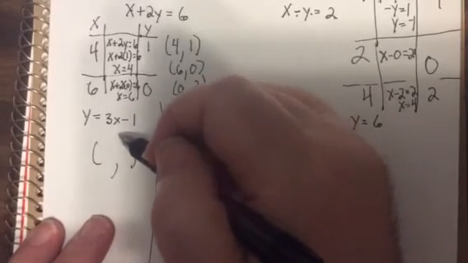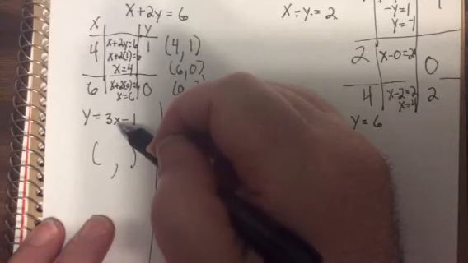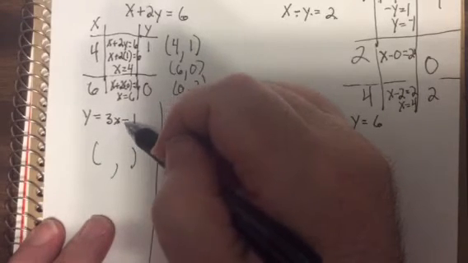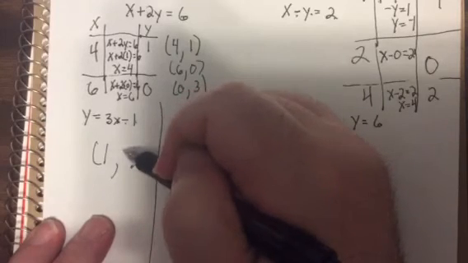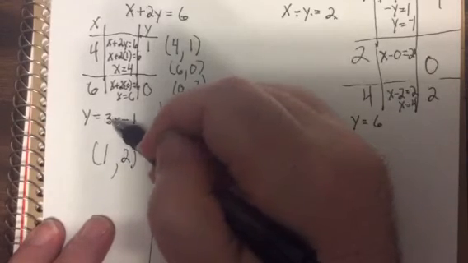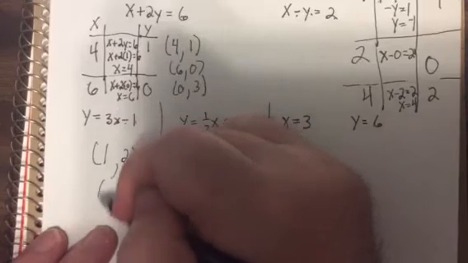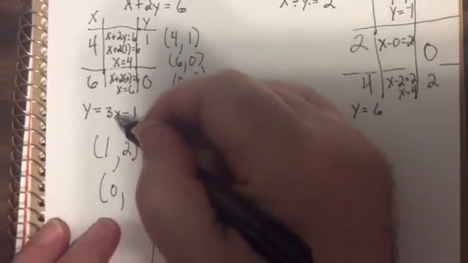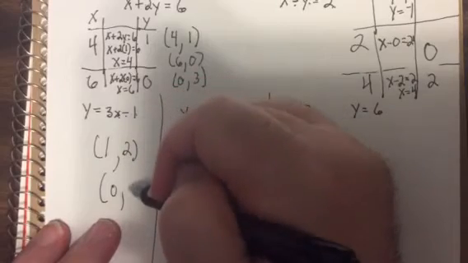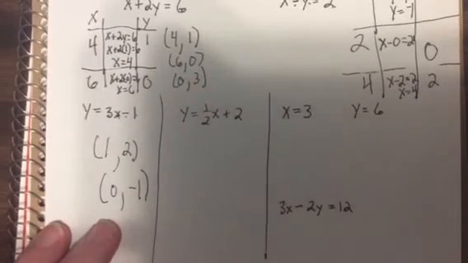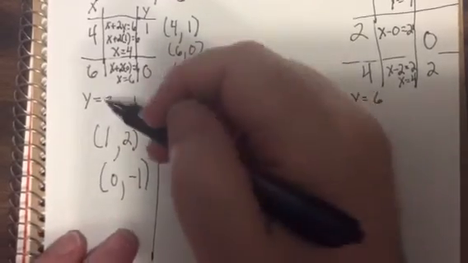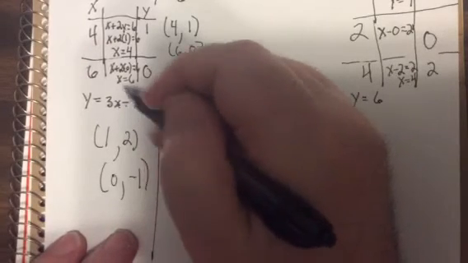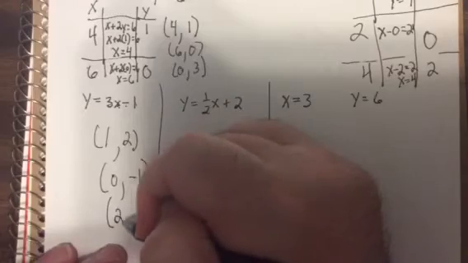Now I'm not going to use a chart to save a little bit of time, but let's put 1 in. 3 times 1 is 3, minus 1 is 2. So the ordered pair is 1, 2. I put in 1, I got 2 out as an answer. Let's put in 0 for x. 0 times 3 is 0, minus 1 is -1. Now there's an infinite number of answers, so you might have different answers. Let's put in 2. 3 times 2 is 6, minus 1 is 5.